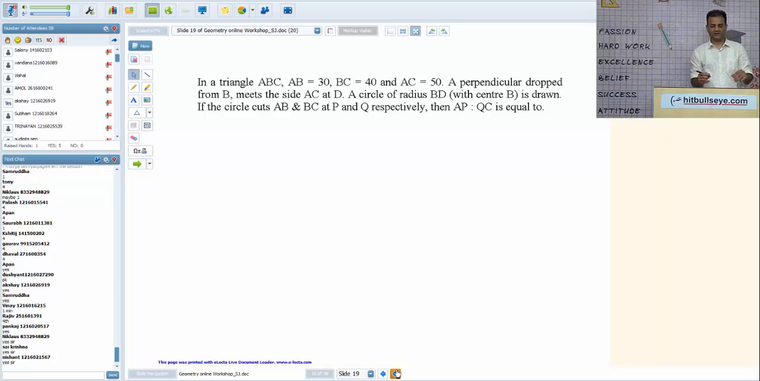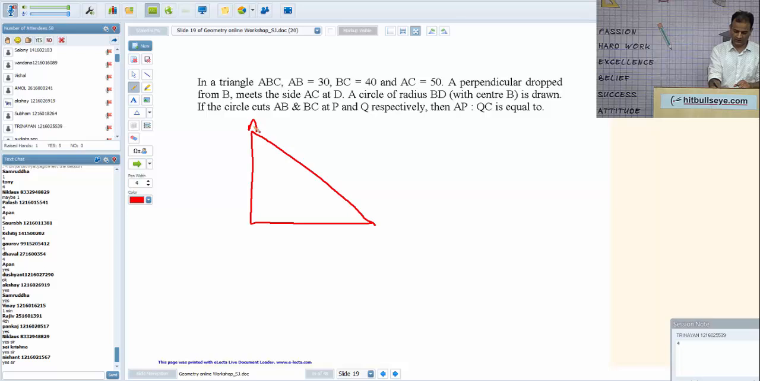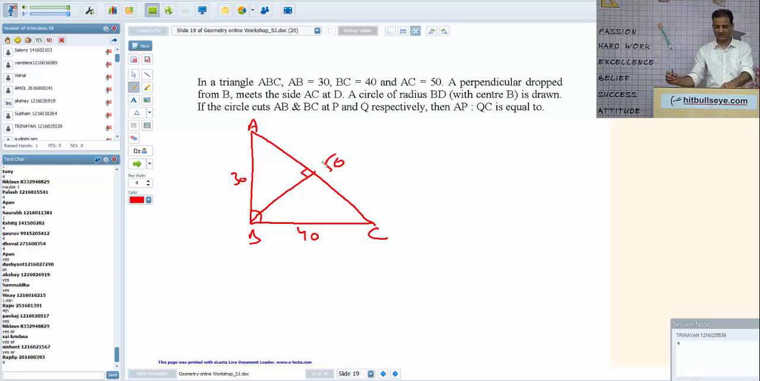Triangle ABC, AB is 30, BC is 40 and AC is 50. This is 30 given, this is 40 given, AC is 50 given. Perpendicular drawn from B. Straightaway, friends, that should come to mind: it will divide the base into two parts, 30 square by 50 and 40 square by 50.